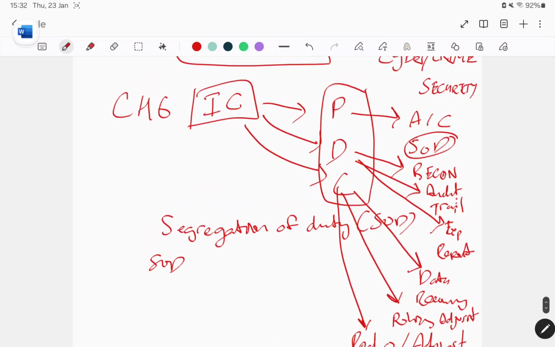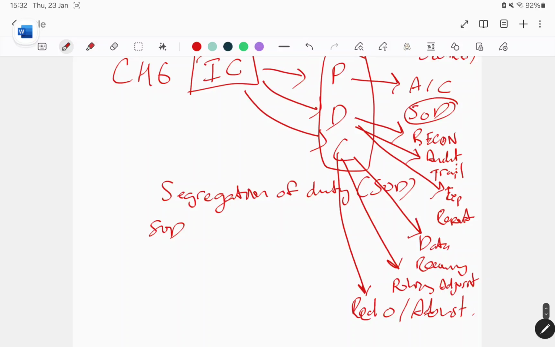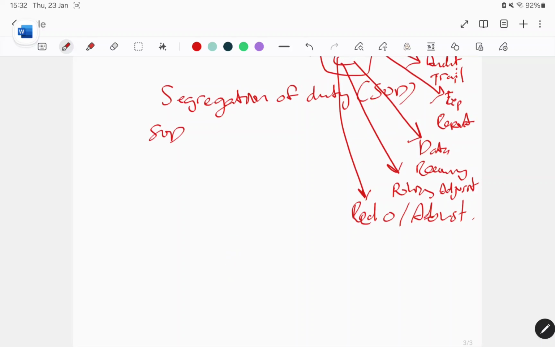Okay, so these are all the ingredients. Make sure when you answer the question, when you suggest the internal control, you can pick from here and then make sure it fits the scenario. So there's another question over here.